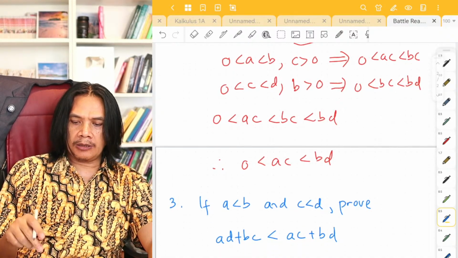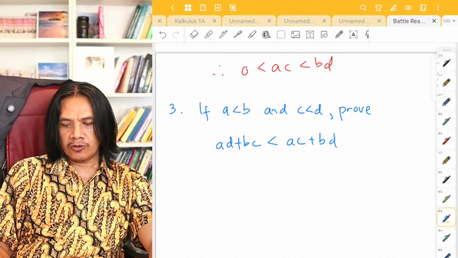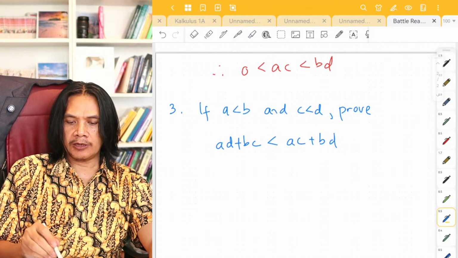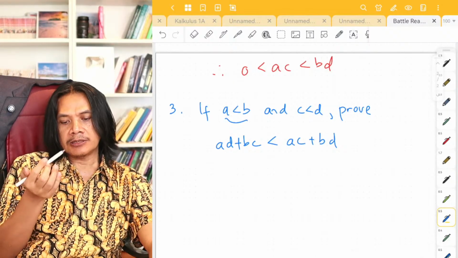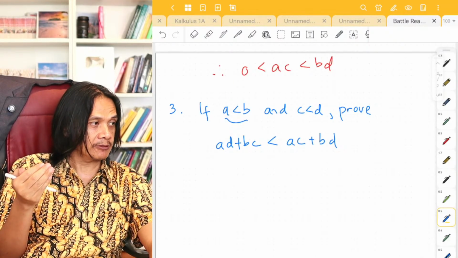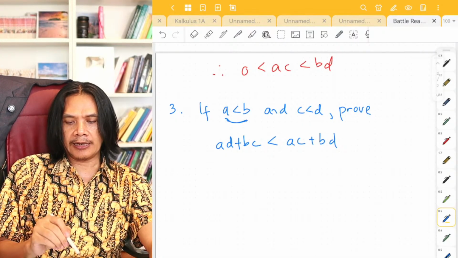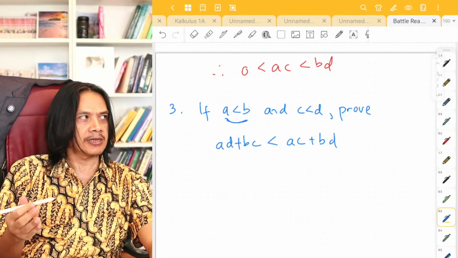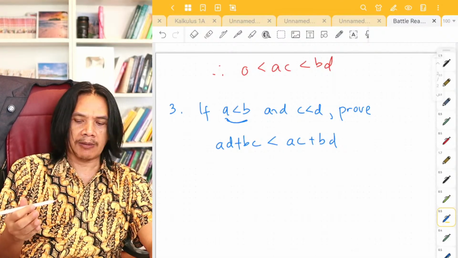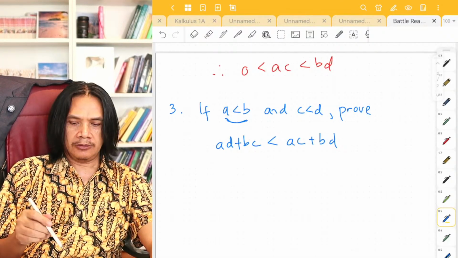Let's see. Maybe we need to rewrite this first in another way to make it better. Usually everything depends on the positiveness or negativeness of things, right? So rather than writing this as A less than B, you can write it as B minus A is positive, and maybe somehow you can use it. B minus A is positive.